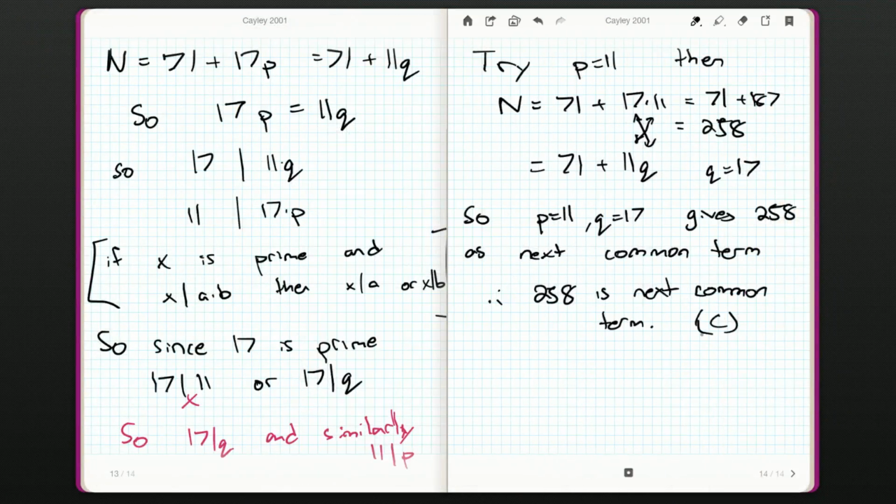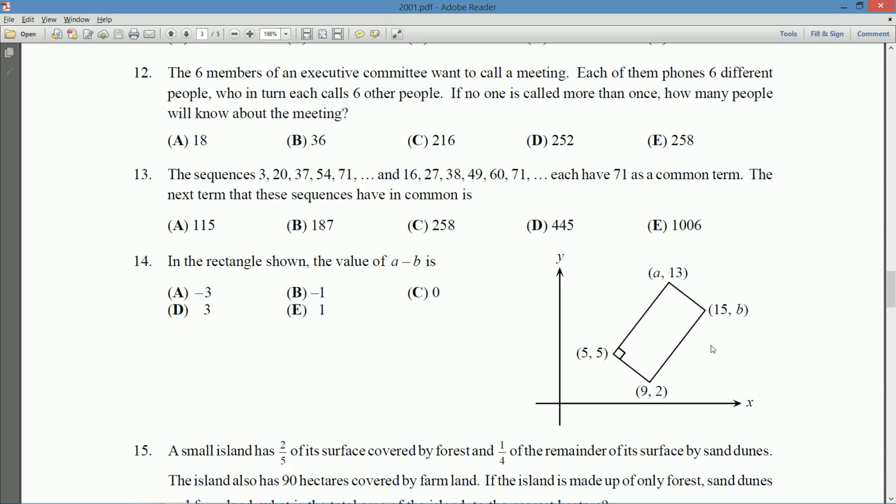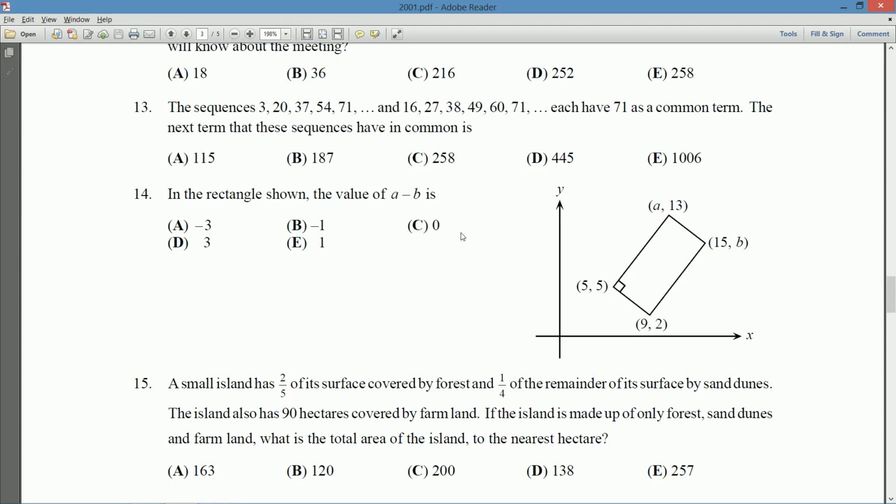It might give people some pause and think, oh, they can't have possibly done 258 as the answer to both of these. But there it is. So that's the answer to question number 13 on the Cayley. And we're going to be taking a look at question number 14 in the next video.